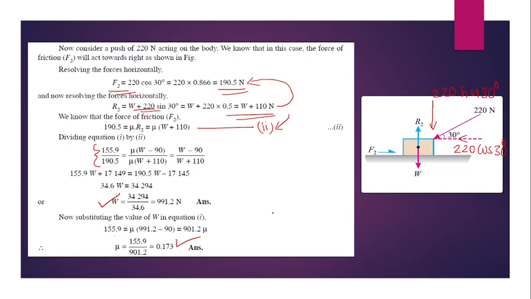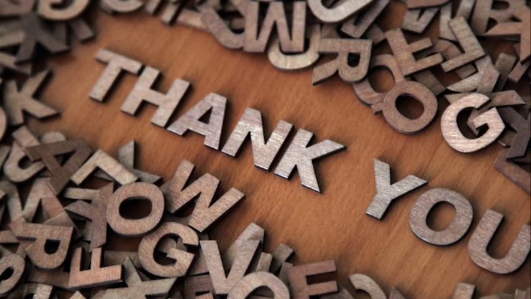Mu is a constant, and there are no units for the coefficient of friction. Then mu is equal to 0.173. That is the final answer. Thank you all.